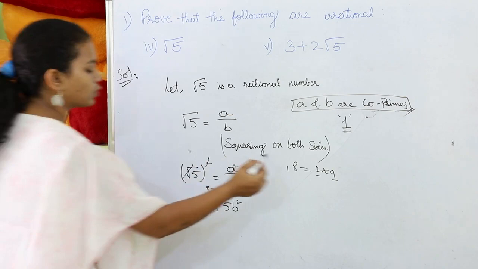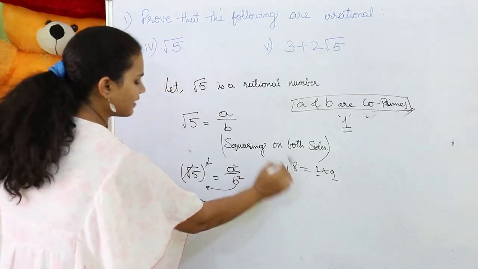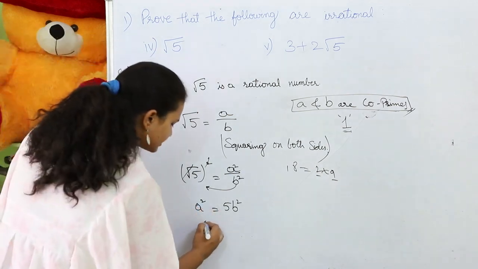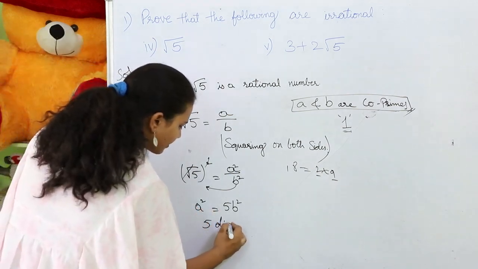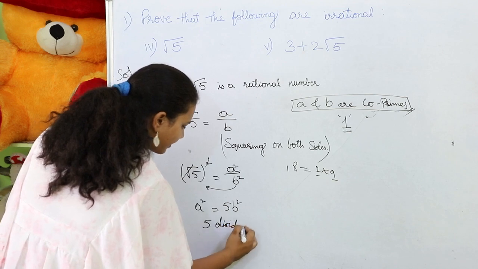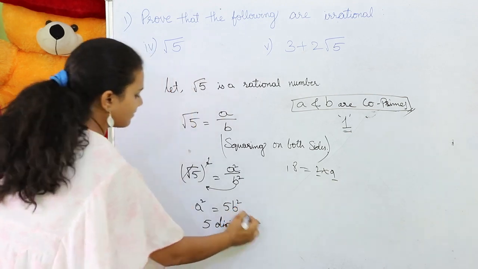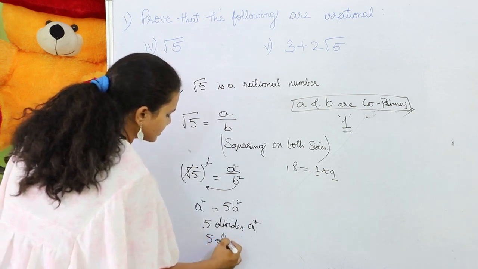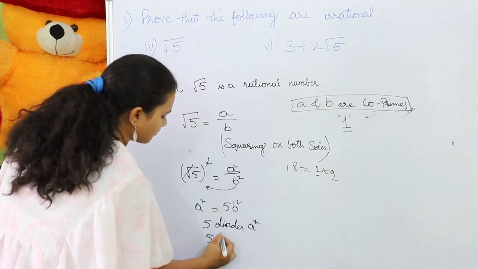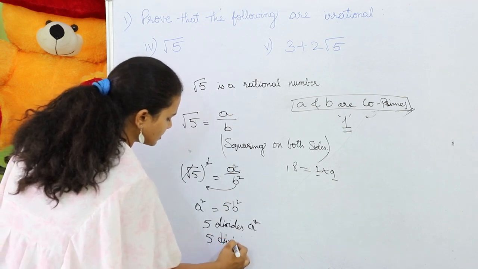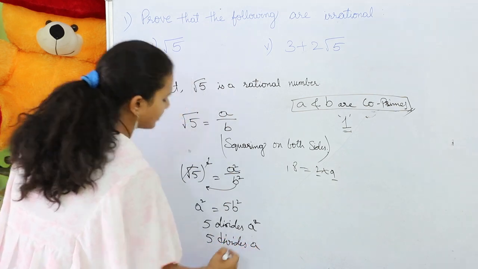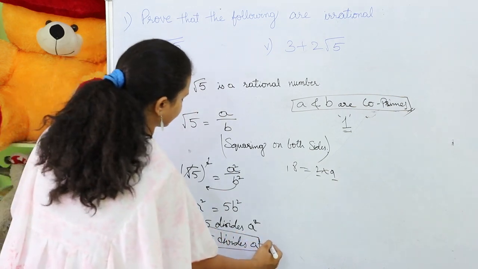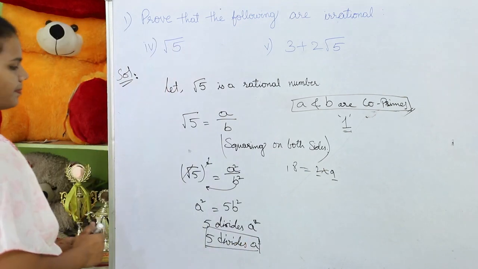Just as 2 can divide 18, here 5 can divide a square. Therefore I can say 5 divides a square. If 5 divides a square, then 5 also divides a. Clear? Let us consider this statement, let's keep this statement aside. Now you go for the next one.